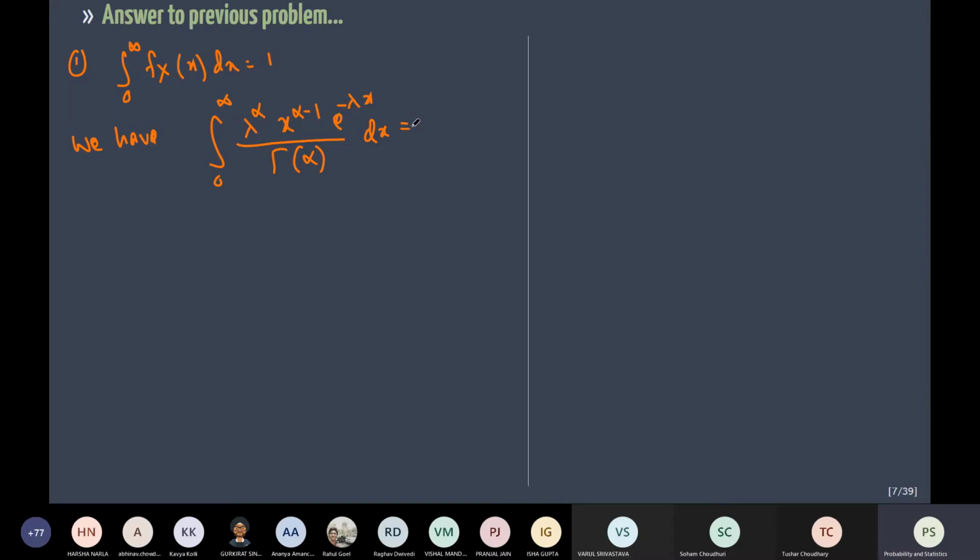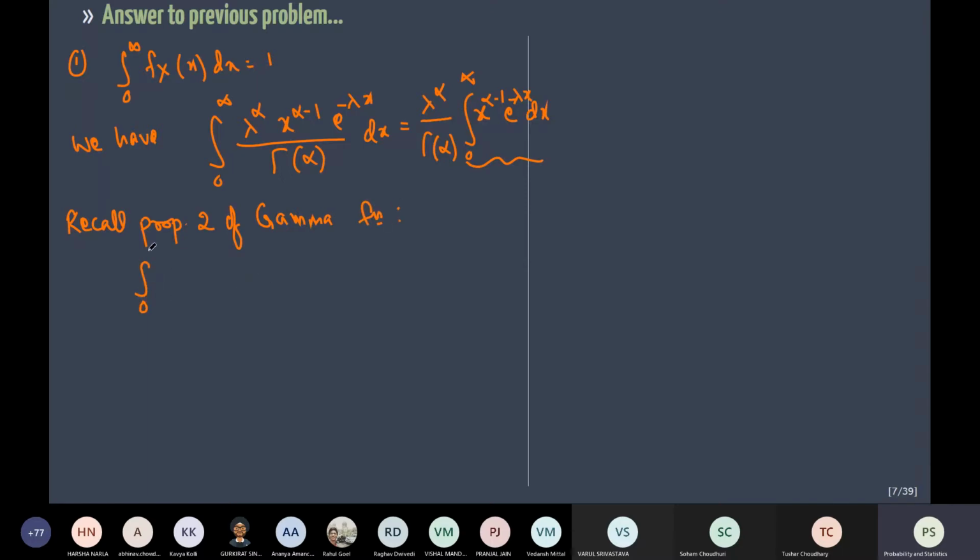We can take the constants out. So this is lambda to the alpha divided by gamma alpha, times the integral from 0 to infinity of x to the alpha minus 1 e to the minus lambda x dx. Now recall property 2 of the gamma function: the integral from 0 to infinity of x to the alpha minus 1 e to the minus lambda x dx is gamma alpha divided by lambda to the alpha, for lambda greater than 0.